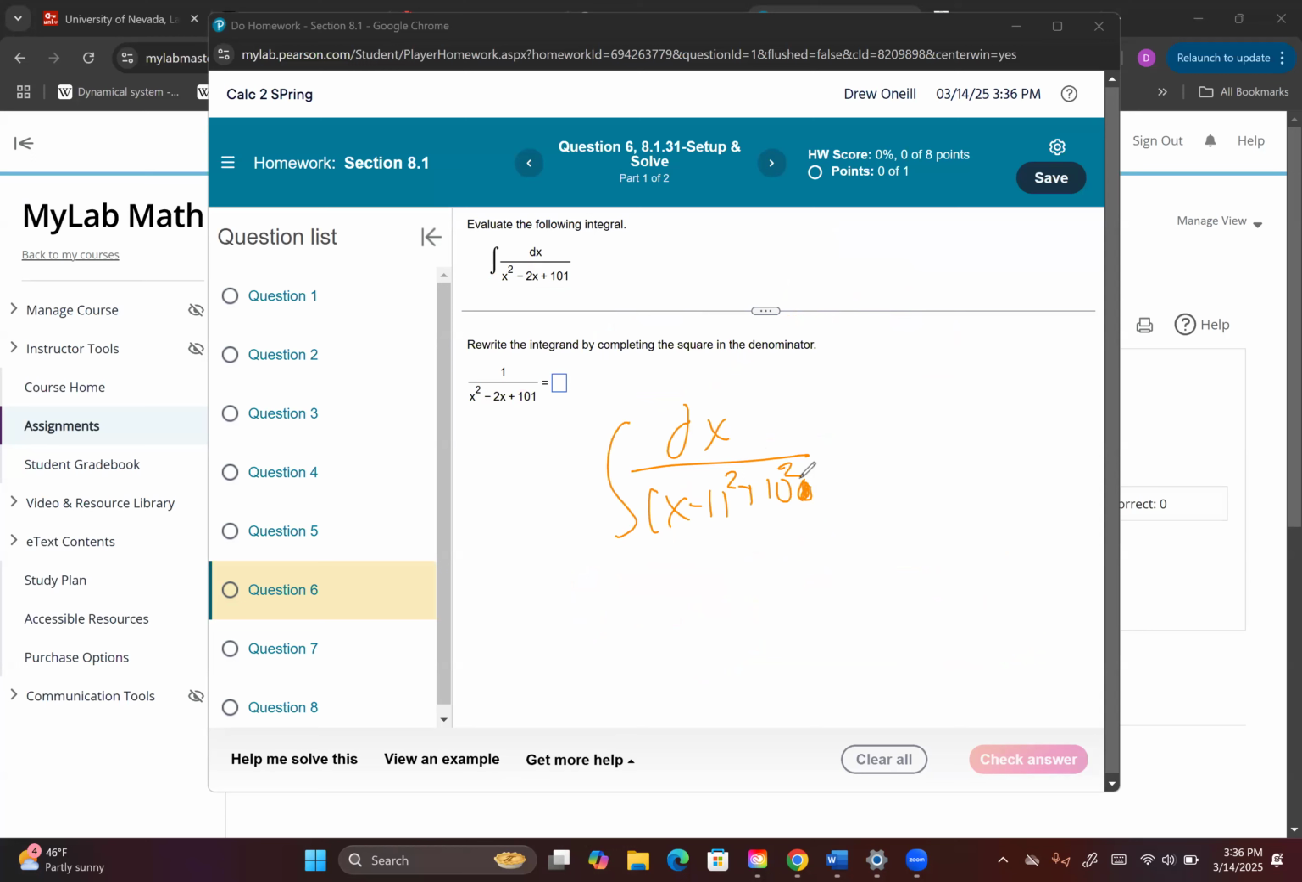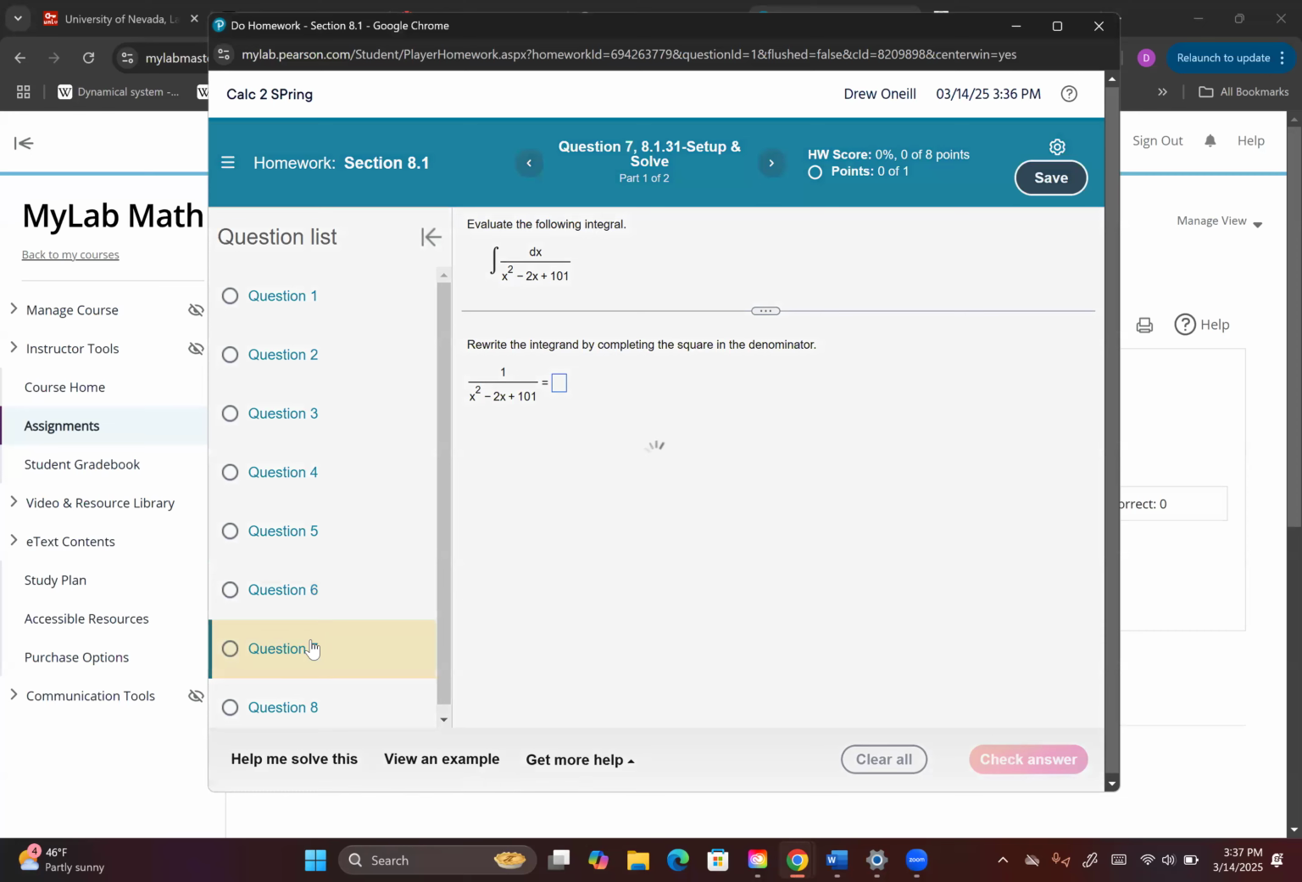And then this becomes a u sub, where u is x minus 1, and du is 1 dx. And watch what happens. We have this du over u squared plus 10 squared. And we just saw that's going to be arctan of 10u, but what was u? U was x minus 1, so this becomes arctan 10 times x minus 1. That's the answer, okay?